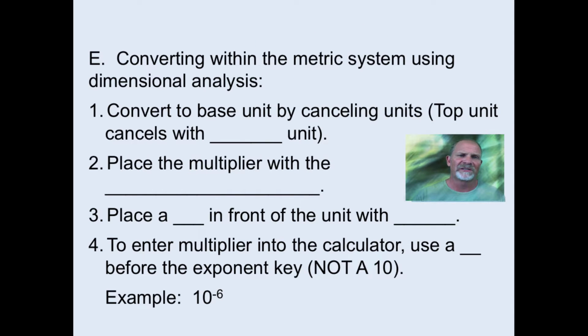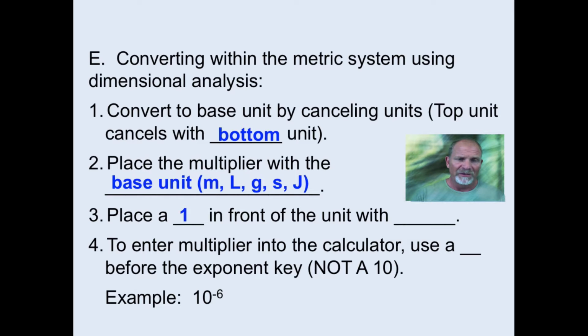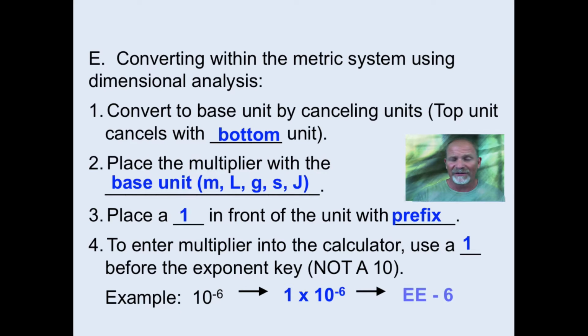Now, converting with the metric system and dimensional analysis, converting the base unit by canceling units, the top cancels out the bottom. We're going to place the multiplier with the base unit, okay? Place the multiplier with the base unit, and place a 1 in front of the unit with the prefix. So the number goes in front of my base unit. If it was a prefix in front of my base unit, then I just put the number 1 in front of it. Then I enter the multiply on the calculator, use again my exponent key in that process. So 10 to the negative 6, what I actually do is 1, and then exp, then negative 6 is how I'd enter that in my calculator.